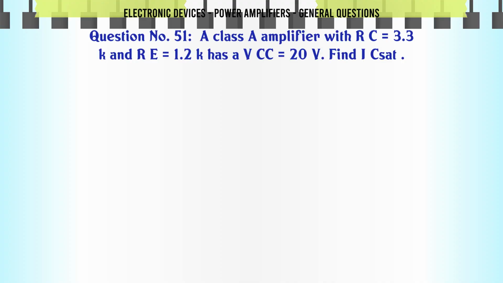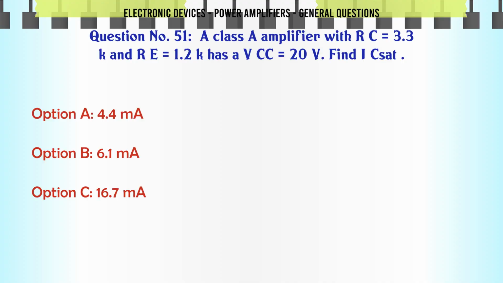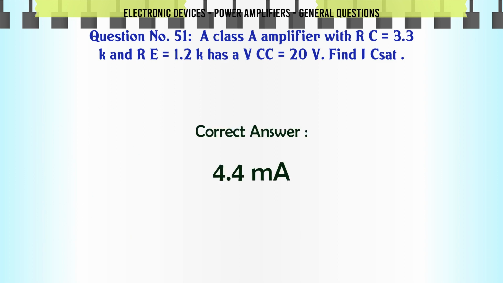A class A amplifier with RC 3.3K and RE 1.2K has a VCC of 20V. Find IC(sat). A. 4.4 mA, B. 6.1 mA, C. 16.7 mA, D. 20 mA. The correct answer is 4.4 mA.